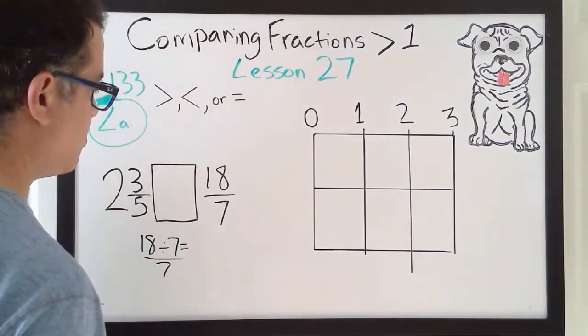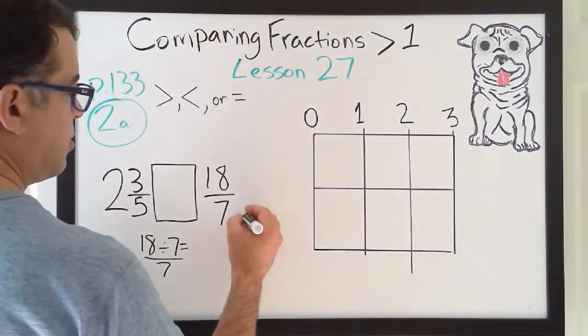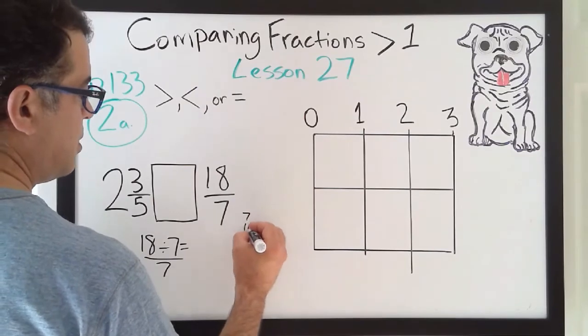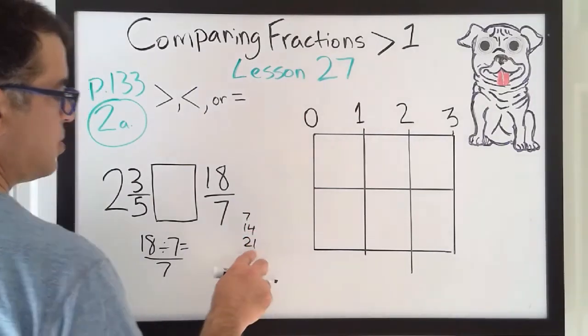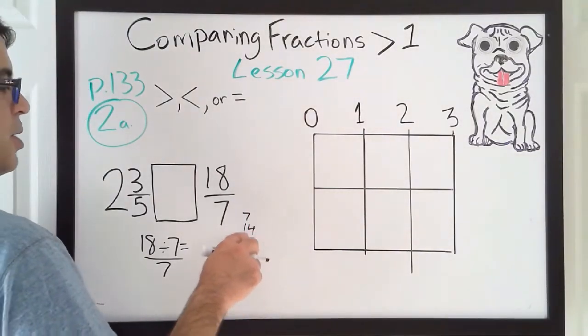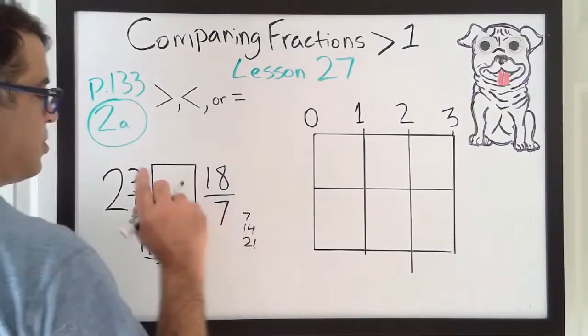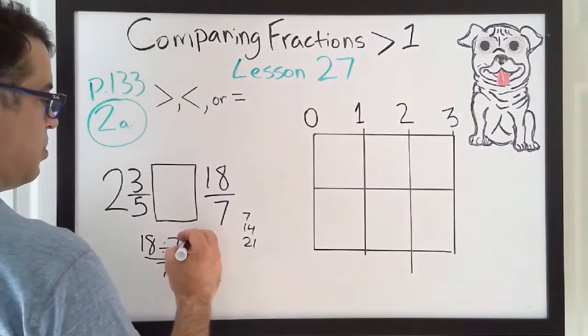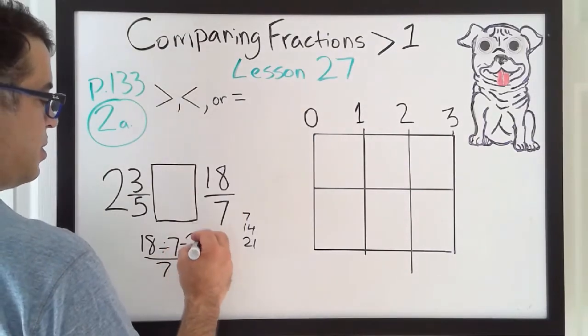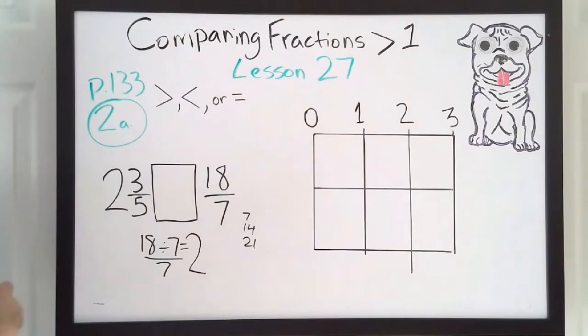We need our multiples of 7 again. So what are they? They're 7, 14, 21. 3 times 7 is 21. That's too big. 2 times 7 is what we're going to have to use. 2 times 7 is 14. So I know already that my whole number for 18/7 is the whole number 2.